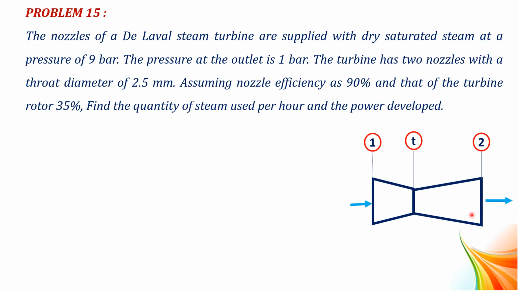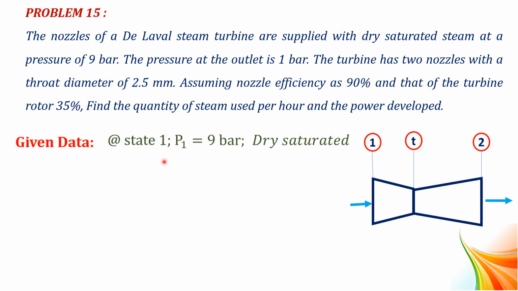So here also we are considering a convergent divergent nozzle because the throat diameter is given in our problem. Now we are going to write the given data. See here the steam is dry saturated at a pressure of 9 bar. At state 1 the pressure P1 equal to 9 bar and the steam is dry saturated. The pressure at the outlet is 1 bar. So at state 2 the pressure P2 equal to 1 bar.